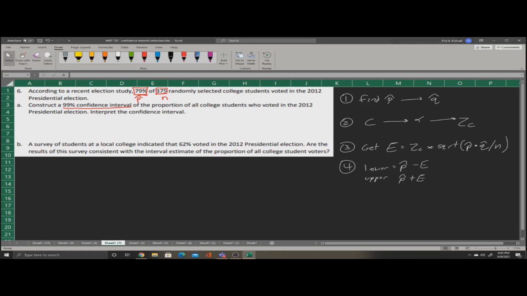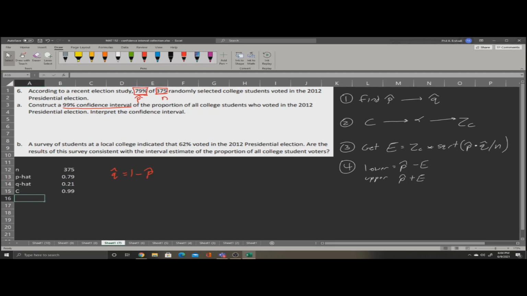Let's begin by entering what we know. We have an n of 375. We have a p hat of 79%. We'll say 0.79. We also have a confidence level of 99%. I'll leave a space there because we must also get q hat. Now, for q hat, we're going to take 1 minus p hat. So we'll enter equals 1 subtract and click on the p hat. This will calculate our q hat for us.